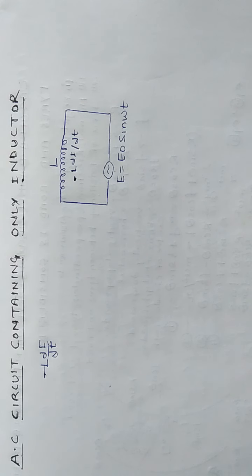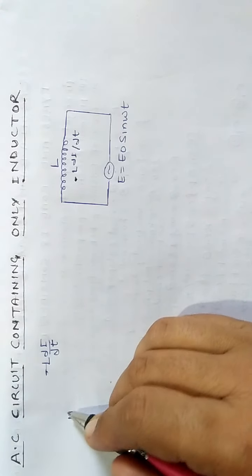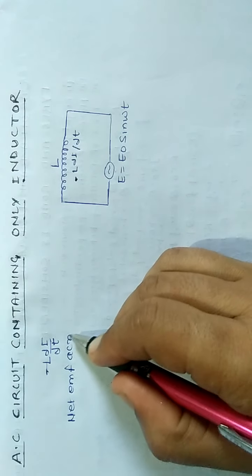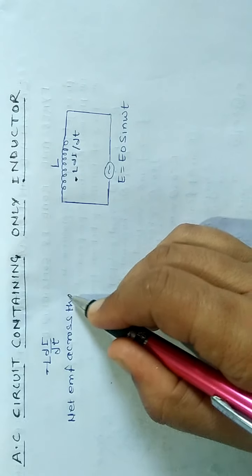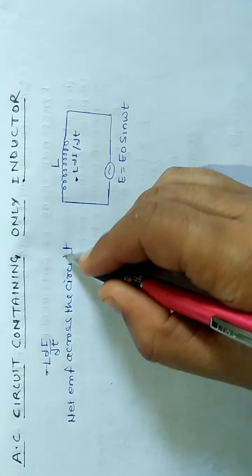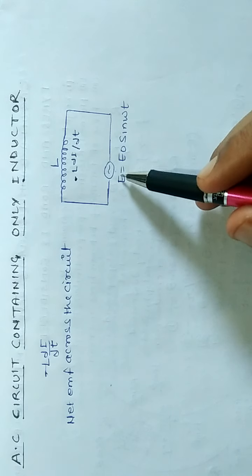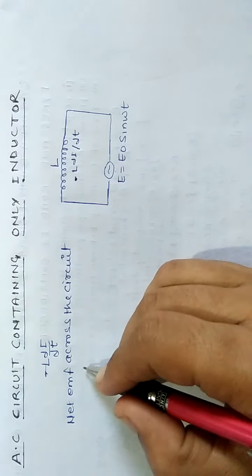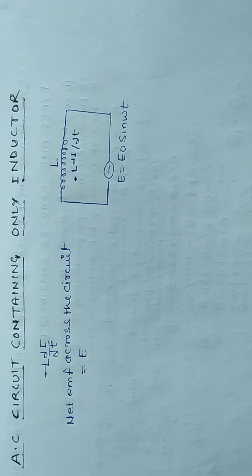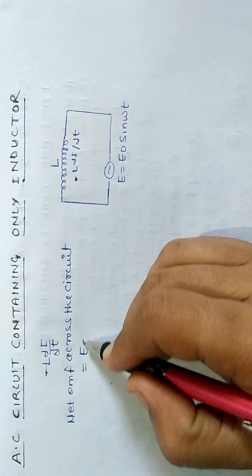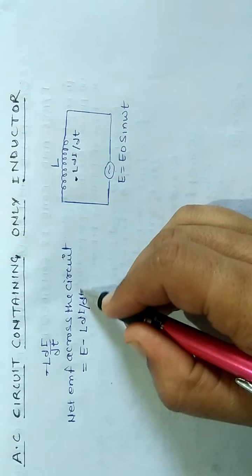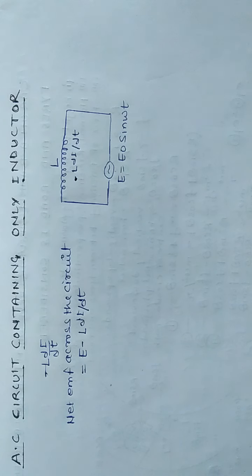So the net EMF across the circuit will be equal to this E plus the EMF induced across the inductor. So it is E − L di/dt.